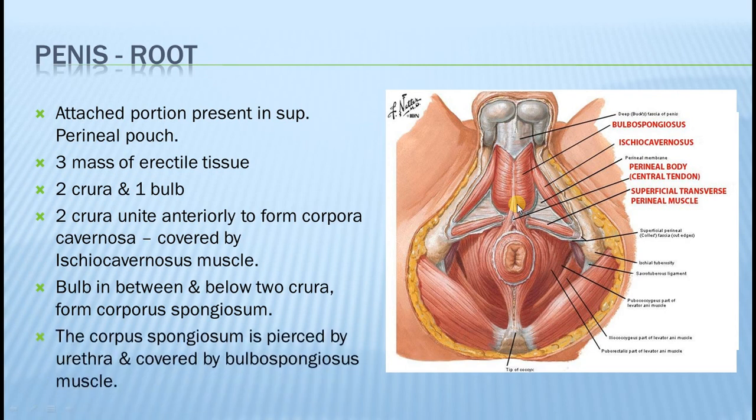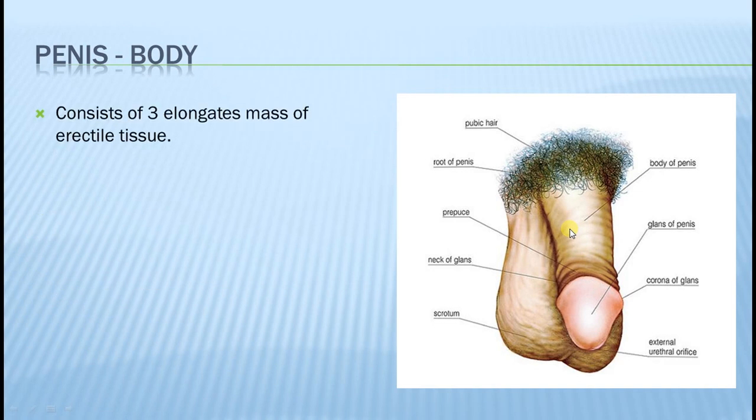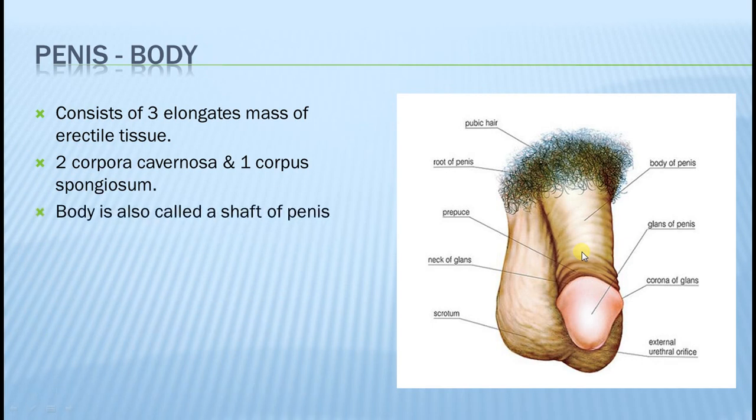So corpus spongiosum, as I told you, is pierced by the urethra. If you look at the body of the penis, all the three erectile masses, two corpora cavernosa and corpus spongiosum, unite and form the body or the shaft of the penis. It's also called the shaft of the penis, free and pendulous, covered by skin.